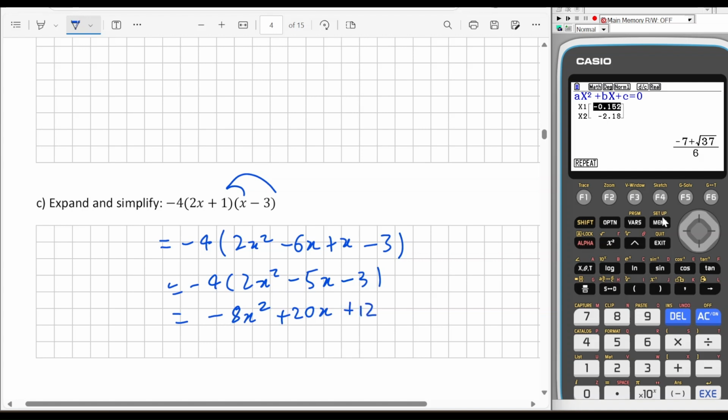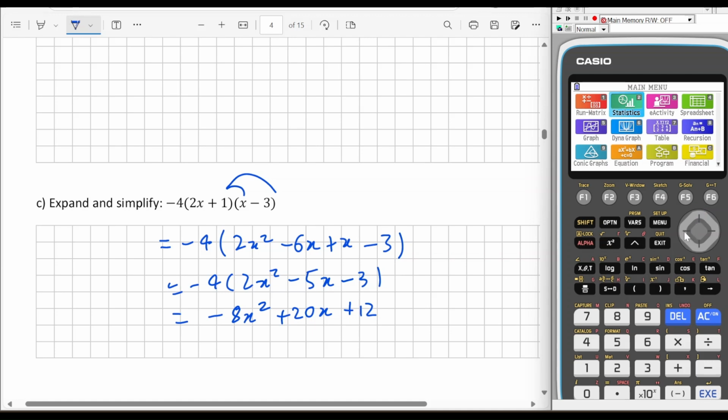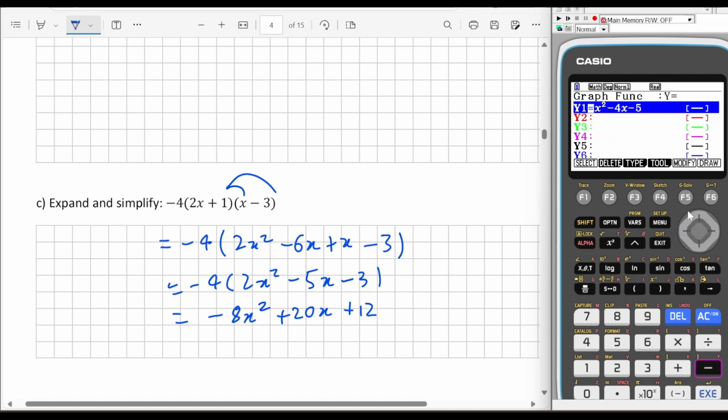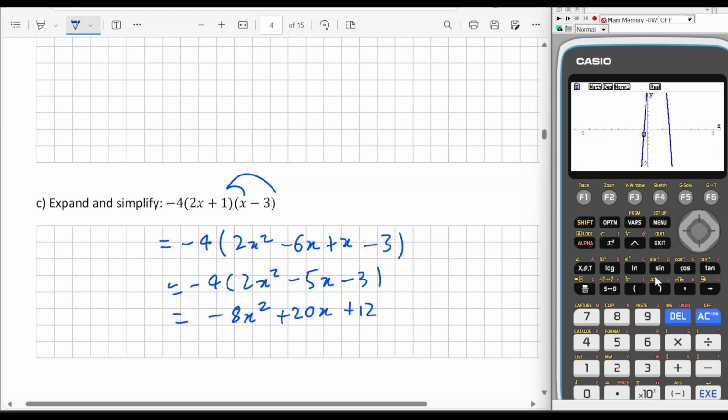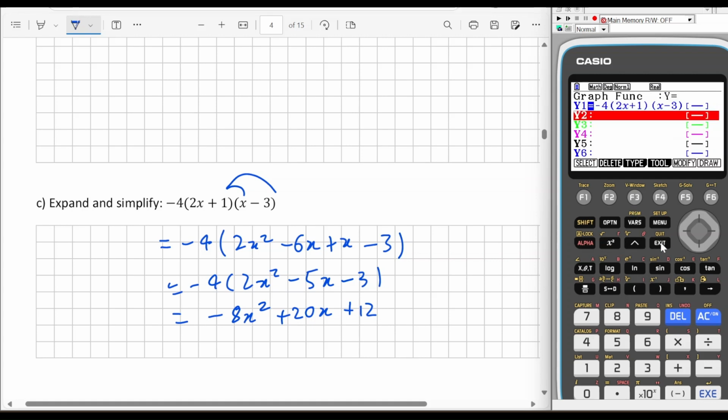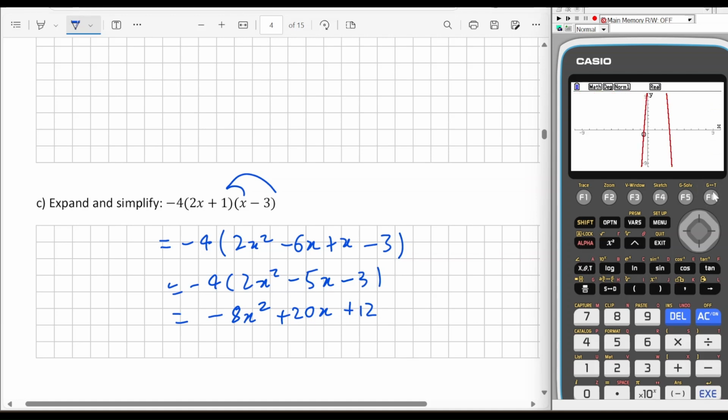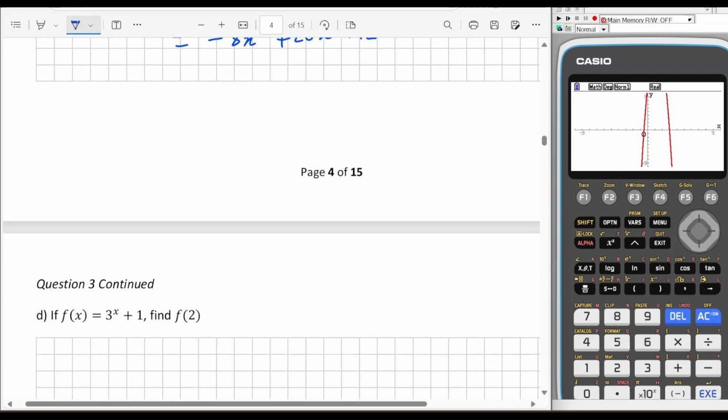So if you want to check that you've got the right answer, this is a little bit of a cheeky method that you can use, but it absolutely works. You can graph both things. So you can go 2x plus 1, and then x take 3. And then you can graph, we'll just draw it and see what that looks like, sort of that quadratic thing. And then we can also graph the other thing that we just found. So the other thing we just found is -8x squared plus 20x plus 12. Graph that and have a look, and it goes right over the top. So as long as those graphs completely overlap, you've done the expansion right.